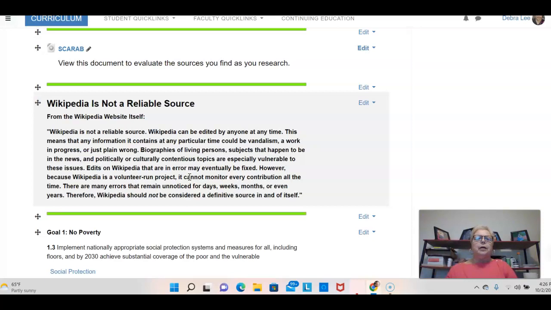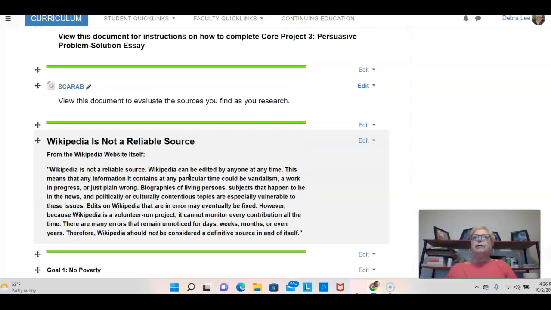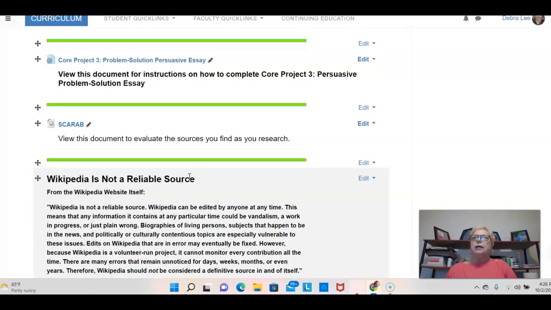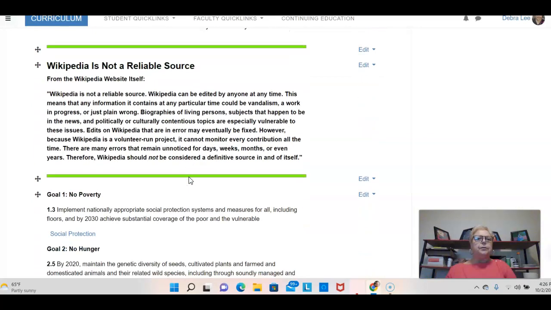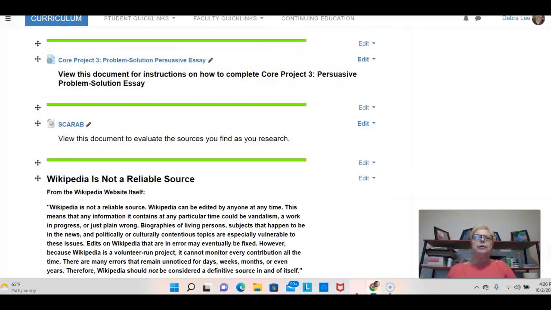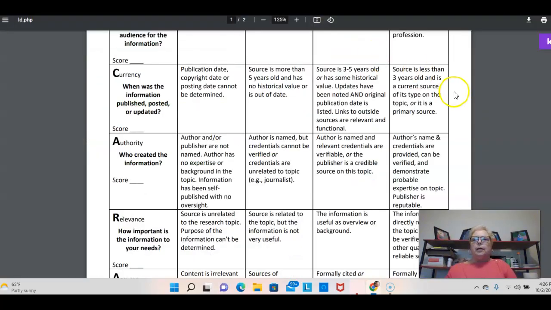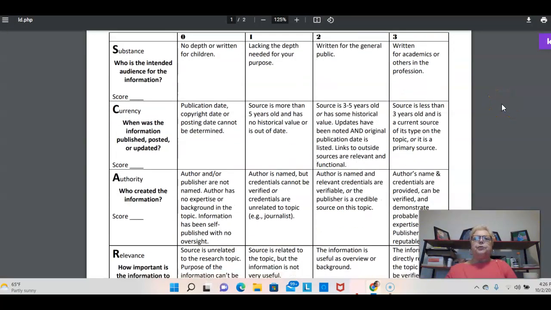But right now, I just want you to get to be familiar with your problem, whether it's hunger, poverty, equal rights for women, whatever it is, and choose any one of those 16 that you would like to. But take a look at the sources.